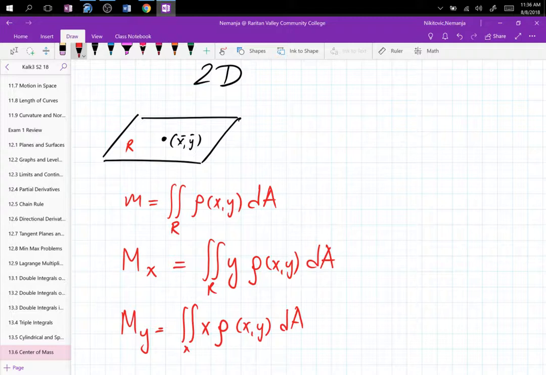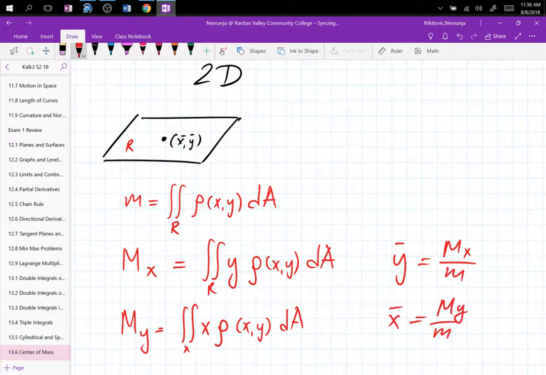So what is the x bar? The x bar will be with the x calculation. So we have y bar is mx over m, and x bar is my over m. That's page 1027 in your textbook. There is the theorem in the box, the definition on top, and they kind of hide the mass integral in the text. So here's your x bar corresponding with the x.